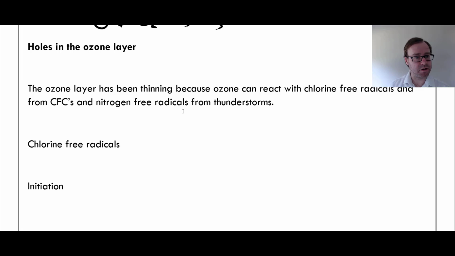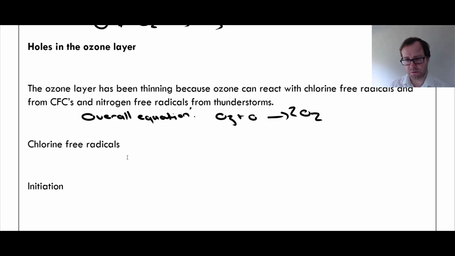So holes in the ozone layer. The ozone layer has been thinning because ozone can react with chlorine free radicals from CFCs and nitrogen free radicals from thunderstorms. So chlorine free radicals, how do they react? So this is a free radical substitution reaction. So my overall equation would be O3 plus O goes to 2O2.